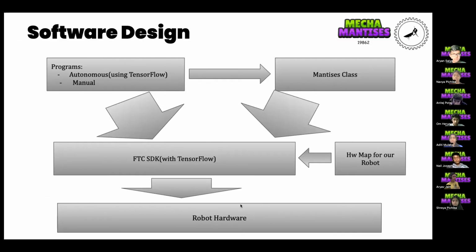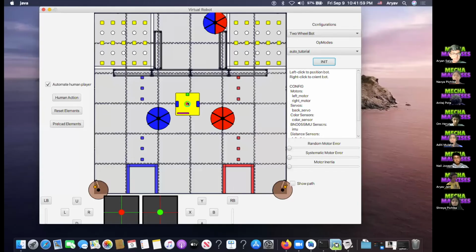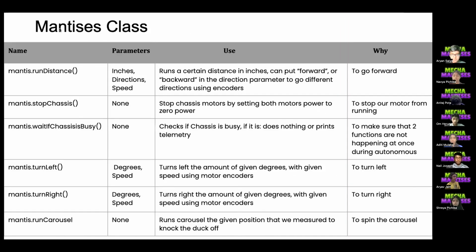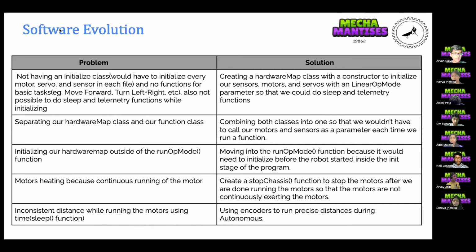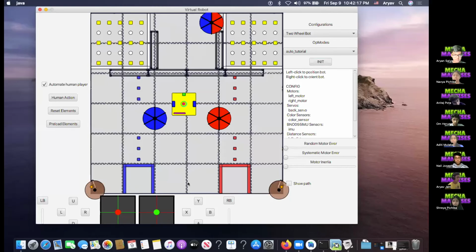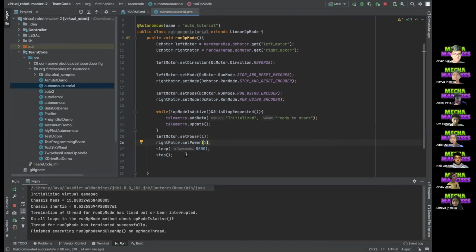So basically there are a few problems with this code, and we're gonna talk about that. This is basically our software evolution, and what problems we found with the code that we use and how you can evolve that. So the first one is that motors are heating because of continuous running of motors. If you notice in our code, we never actually stop the motors. Stopping the motors is setting the power to 0.